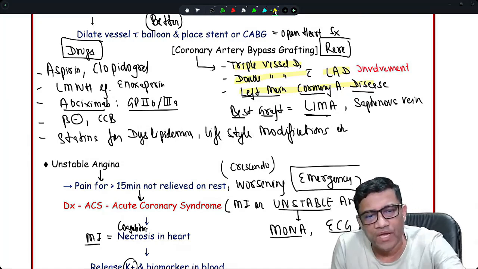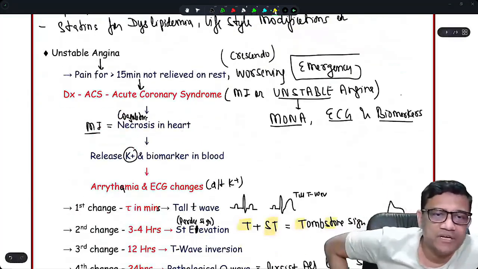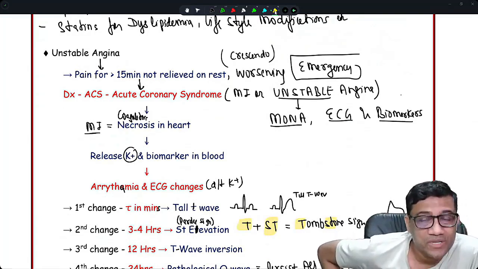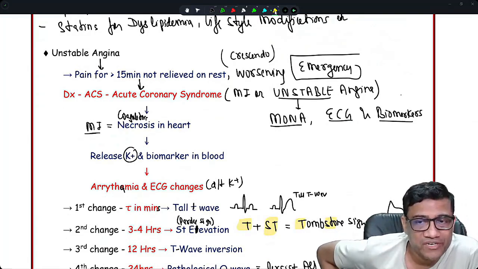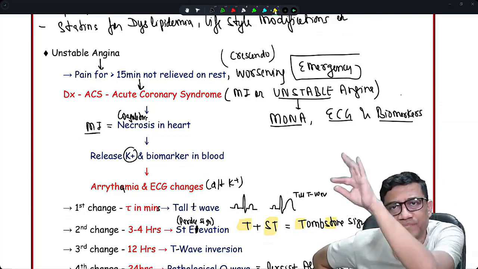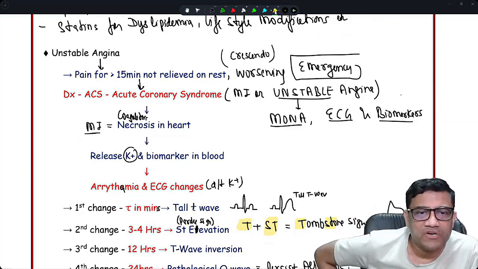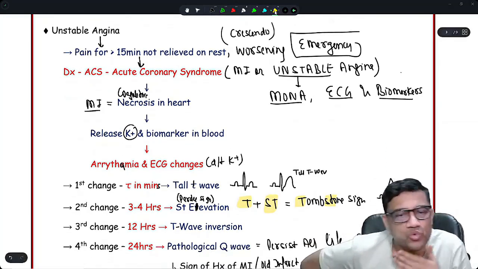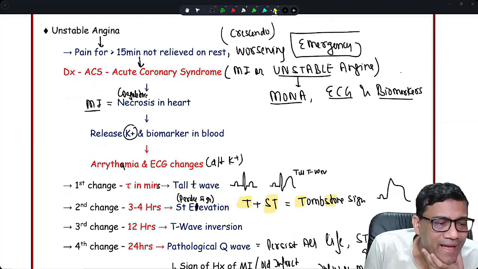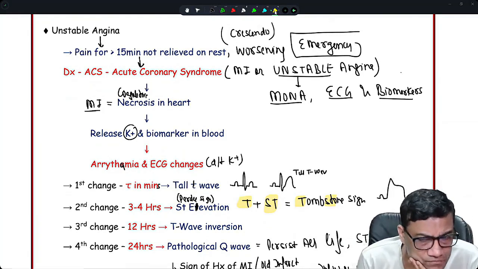Now, unstable angina, basically what? The pain is more than 15 minutes, not relieved by rest or even by nitrates, and it keeps on worsening. That is a crescendo pattern, keeps rising, and it's an emergency. What is it called? It is called acute coronary syndrome, ACS.